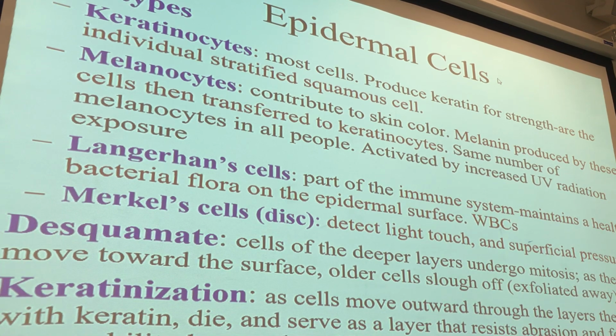Melanocytes contribute to skin color. Melanin produced by these cells is then transferred to the keratinocytes. Everybody has the same number of melanocytes, but due to the region where you are born, the region where your ancestors were born, you're going to have different activation of those melanocytes. And those melanocytes are going to cause us to be darker closer to the equator.